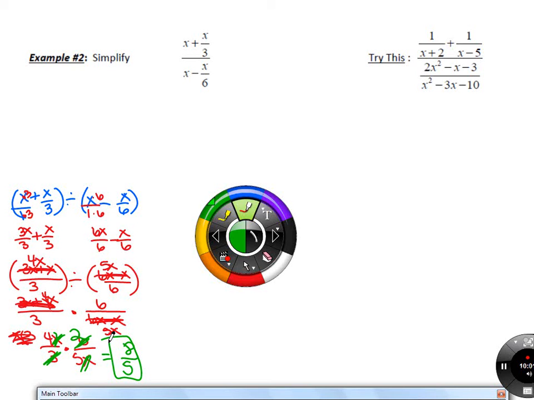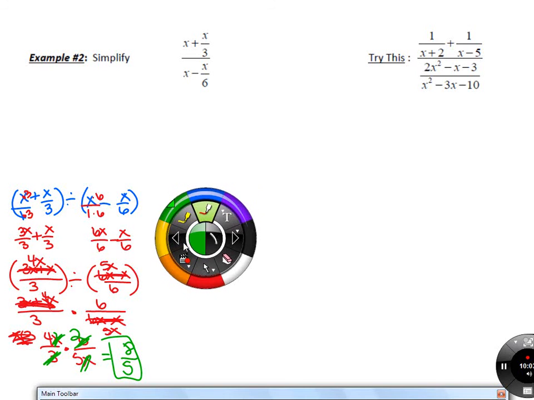For the simplified expression, the try this looks a little more complicated, so I wanted to walk through it with you guys. But again, just follow the same steps. So we have 1 over x plus 2 being added with 1 over x minus 5. That's going to create one fraction that's being divided by 2x squared minus x minus 3 over x squared minus 3x minus 10. So I have an addition problem to do here. There's two different factors in my denominator. My LCD here, from the first fraction, I need a factor of x plus 2, but from the second fraction, I need a factor of x minus 5.